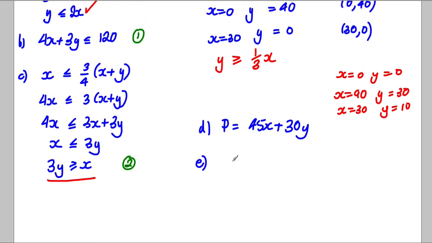So we're going to say coordinate, we're going to say point. So we're going to say the point, the equations, the solution, and the value of P, which is 45x plus 30y. So the first point is the origin.